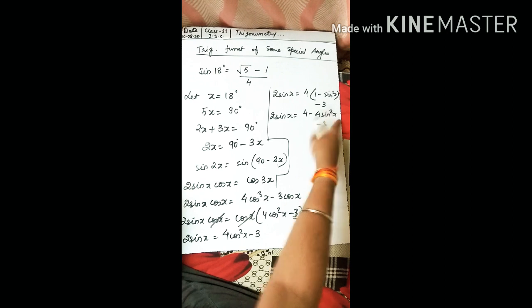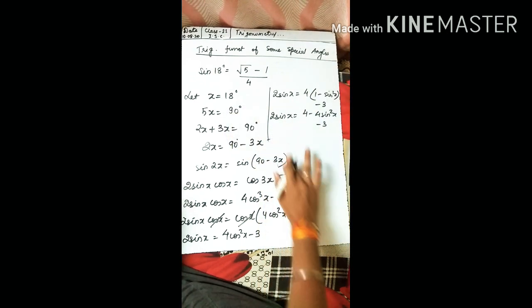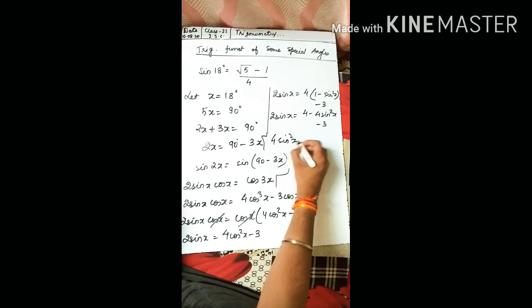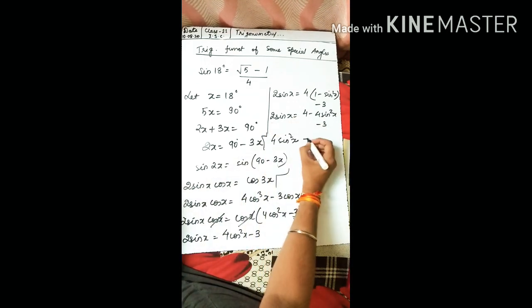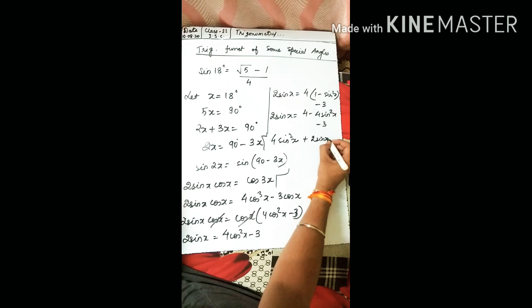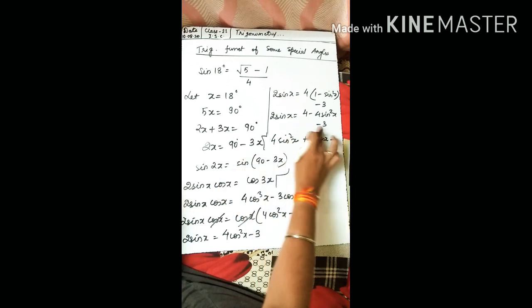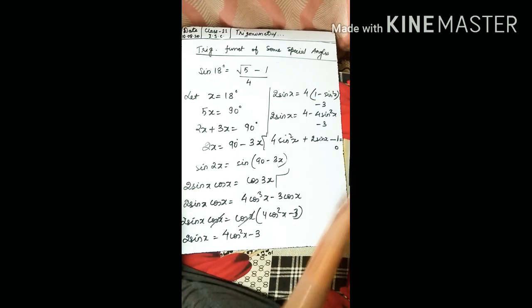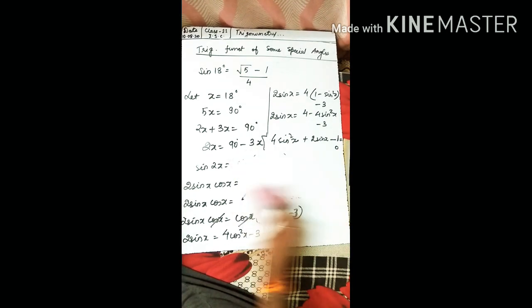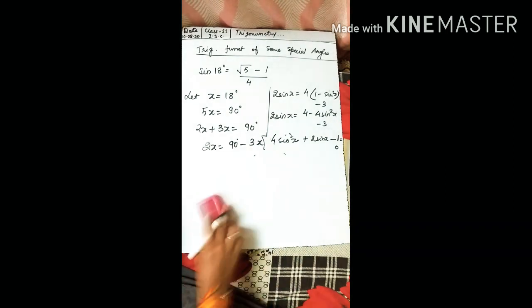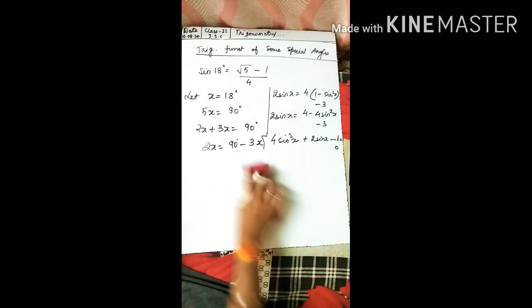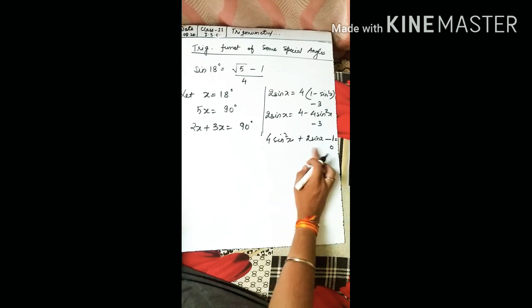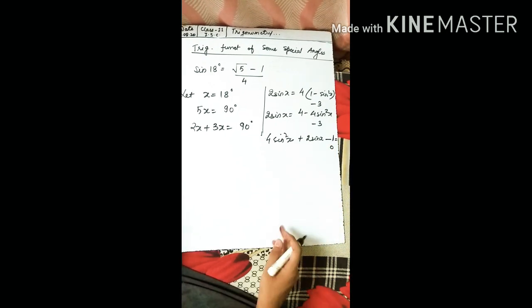Okay, take 4 sin square x here. So your final quadratic equation in terms of sine will be 4 sin square x, then plus 2 sin x, and 4 minus 3 is 1, and when it comes here, minus 1 equal to 0. So we got the quadratic equation as 4 sin square x plus 2 sin x minus 1 equal to 0.